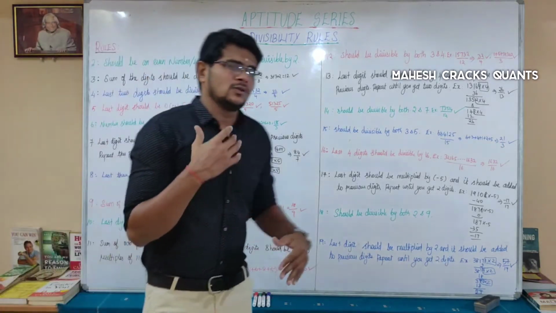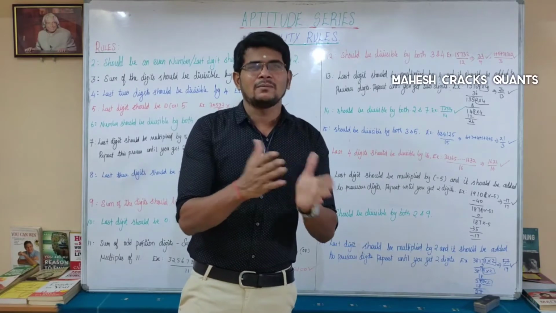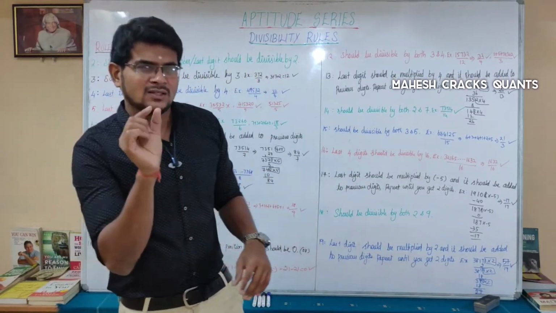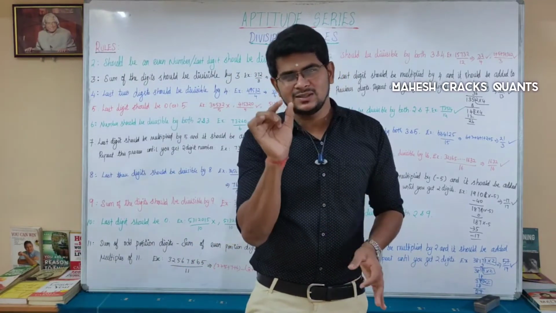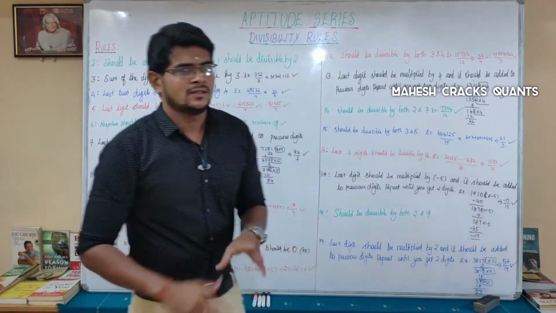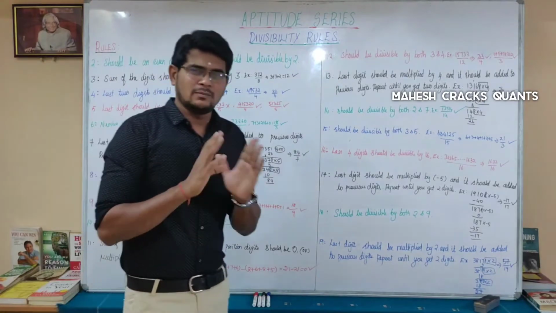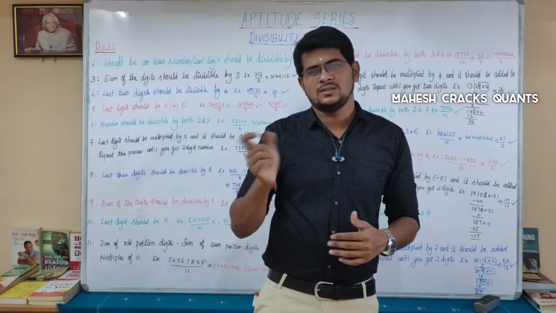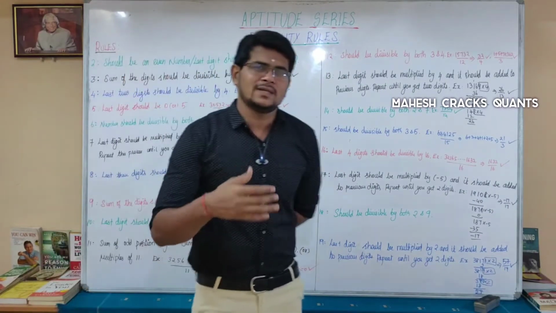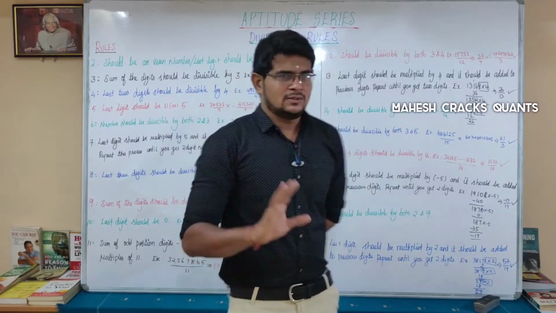The first thing you all know: what is the rule for 2? If a number is divisible by 2, what is the meaning? That number is an even number. Or else one more thing you have to know: if you take the last digit alone and that digit is divisible by 2, then the number is divisible by 2. So the rule for 2 is the number should be even or the last digit should be divisible by 2. That's it. For example, any number except odd numbers is divisible by 2.